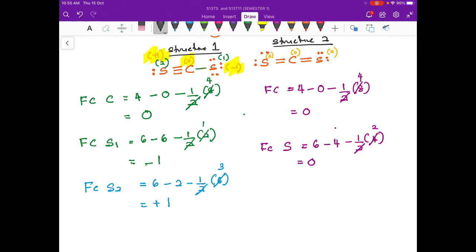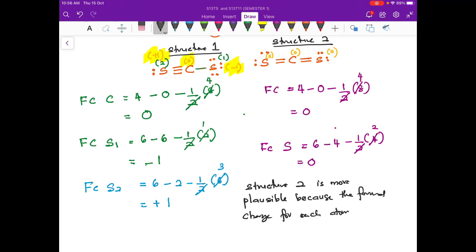We can say that structure 2 is more plausible because structure 2, or structure B, it depends on your level, is 0, not closest to 0, it is indeed zero. Alright, so this is how we determine the most plausible structure. We draw, we calculate the formal charge, and then we decide.